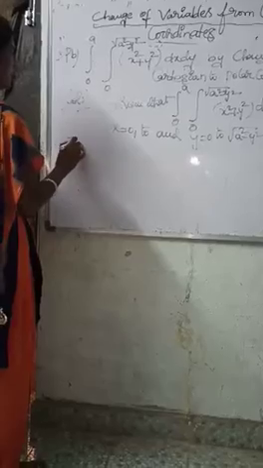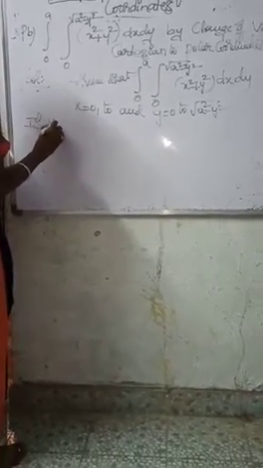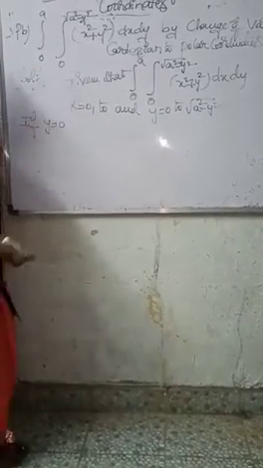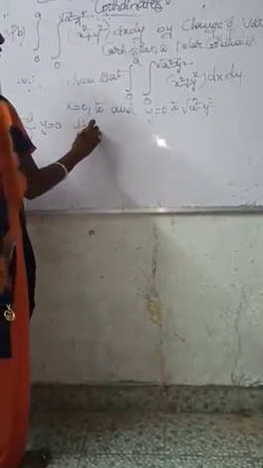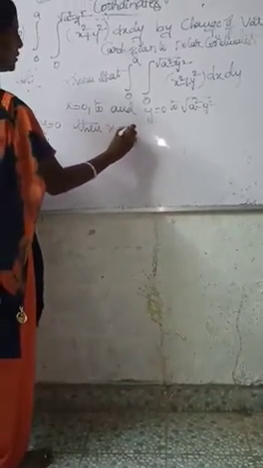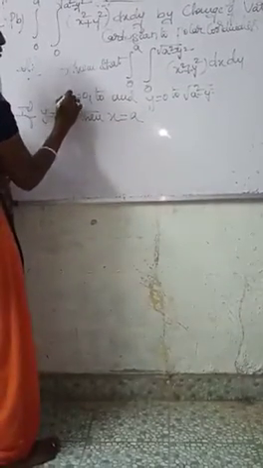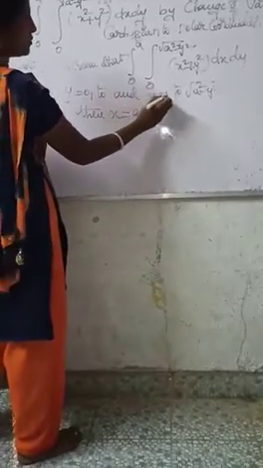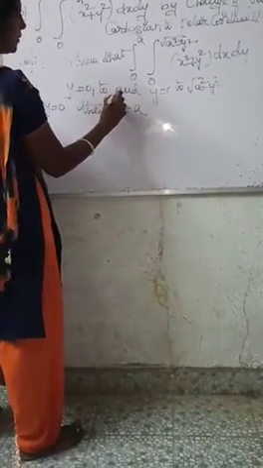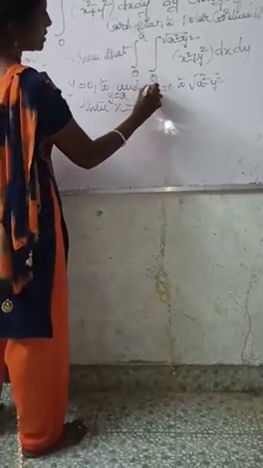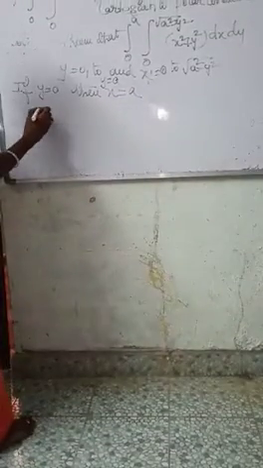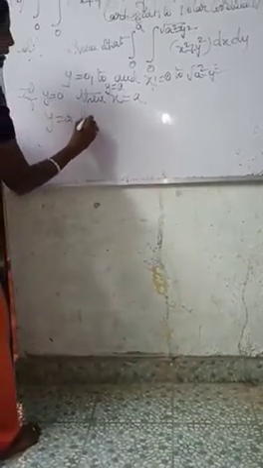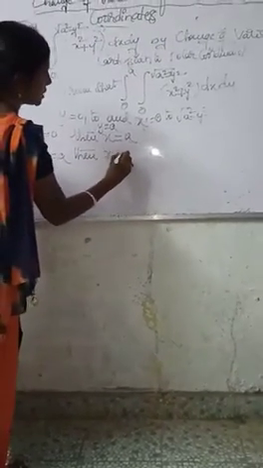Suppose if y equals 0, then x equals a. Here we have y equals 0 and y equals a, and x equals 0 to root of a square minus y square. Suppose if y equals 0, then x equals a; if y equals a, then x equals 0.